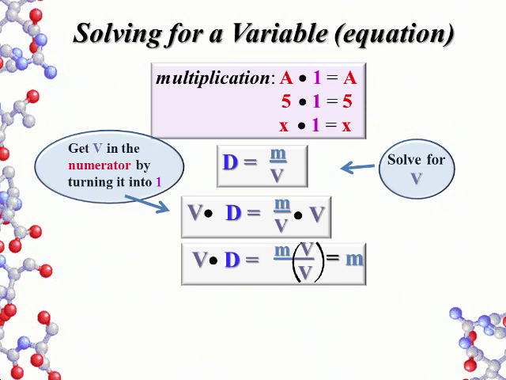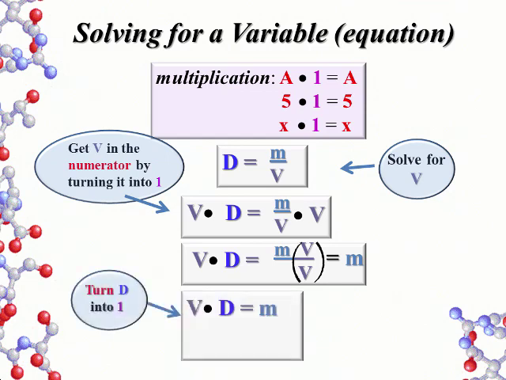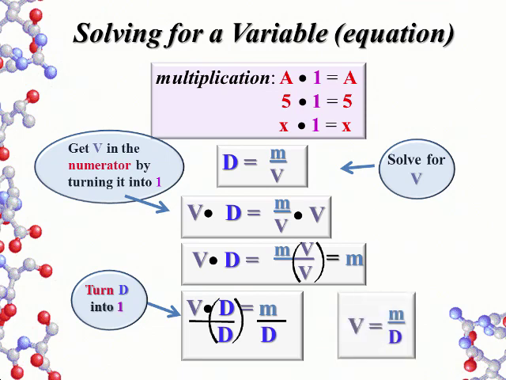To isolate v, we need to turn the d into a 1. D over d is 1, and v times 1 is v. V equals m divided by d. This is a basic level of algebra needed for chemistry.